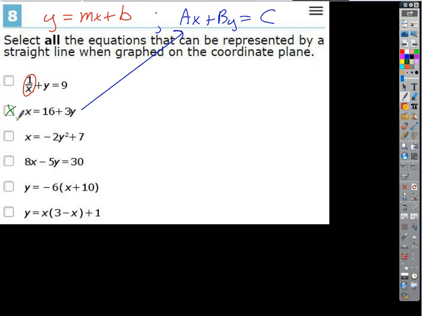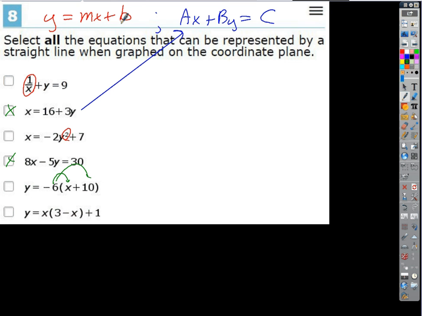Okay, what about this one? What's wrong with it? Extra power. We got a power of 2. No good. Okay, next one. Yes, good. That one's actually in that form, isn't it? What about the next one? Yes, it is, because all I'd have to do is distribute the -6, and then I would have it in that form, wouldn't I?